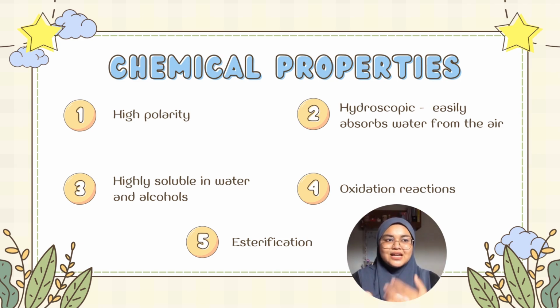So next is hygroscopic. So glycerol is also hygroscopic. It means that it absorbs moisture from the air. So the hydroxyl group in glycerol can form hydrogen bonds with water molecules, allowing it to absorb moisture from the environment. So this property is mostly useful in cosmetics and pharmaceuticals to retain moisture. For example, a moisturizer.